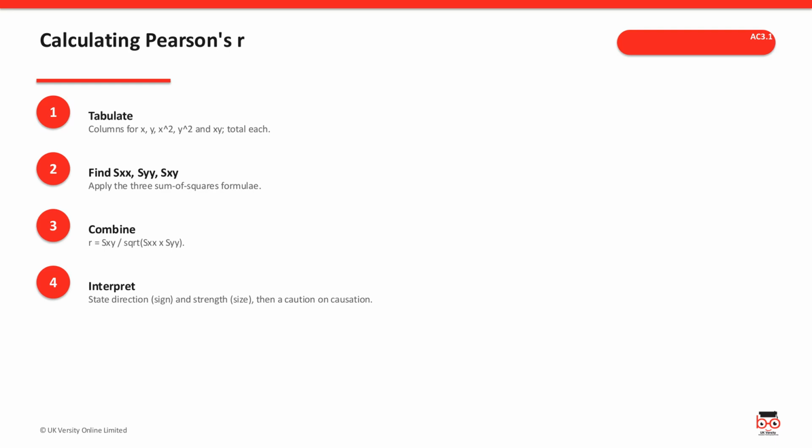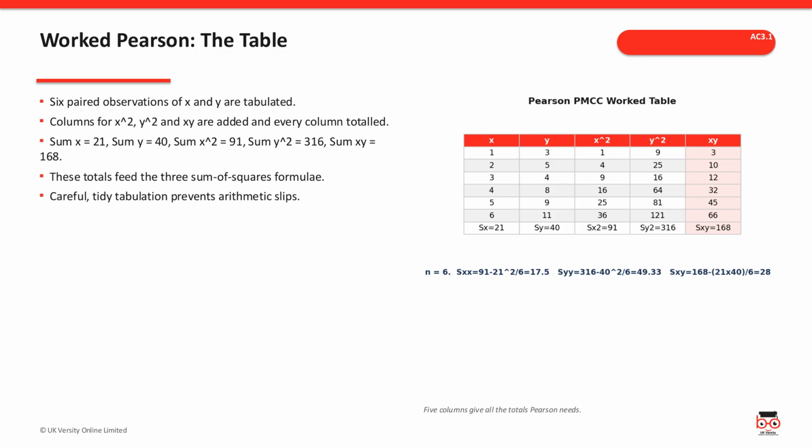The routine has 4 steps. Tabulate columns for x squared, y squared, and xy, and total each. Work out Sxx, Syy, and Sxy from those 3 sum of squares formulae. Combine them. R equals Sxy over the square root of Sxx times Syy. Then interpret, stating the direction from the sign and the strength from the size, and always adding a word of caution about causation.